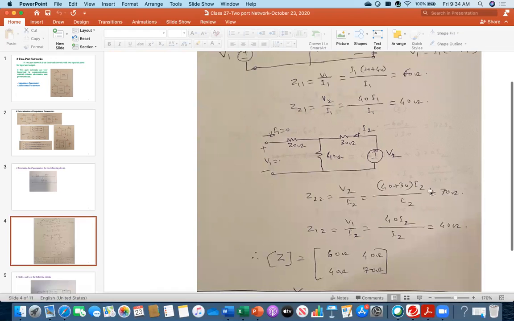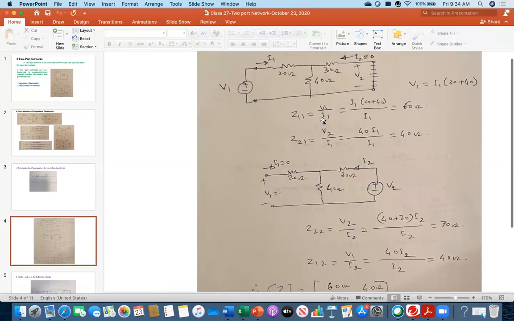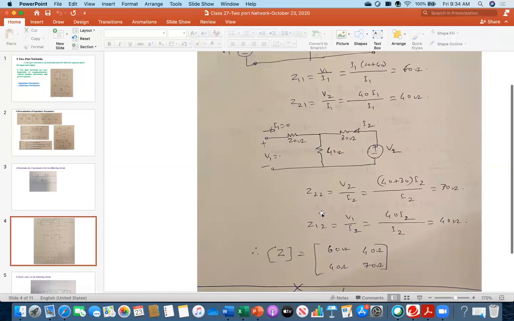So one interesting thing, can you see? G11 is 60, G22 is 70. Here you see G21 is 40, and here G12 is 40. That makes sense because G21 is the open circuit transfer impedance from port 1 to 2, and similarly G12 means open circuit transfer impedance from port 2 to 1. That is the meaning. That's why G21 and G12 are the same. And that's always the same? Yeah, it will always be the same.